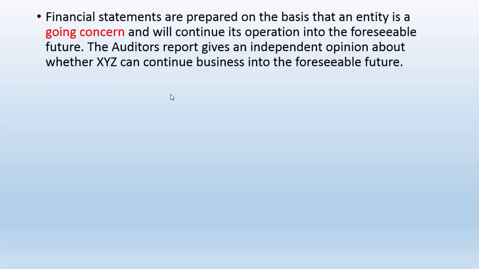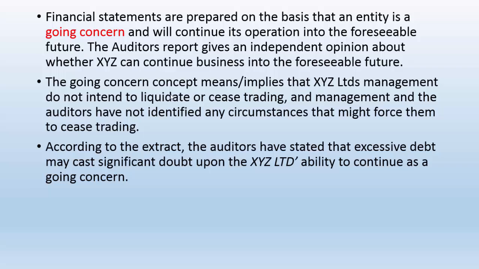One of the things that going concern means is that the statements are prepared on the basis that the business will continue on forever, and the auditor report gives an independent opinion about whether the business can continue into the foreseeable future or not. So that's the first thing. It's probably a good idea to actually say what the going concern concept means.